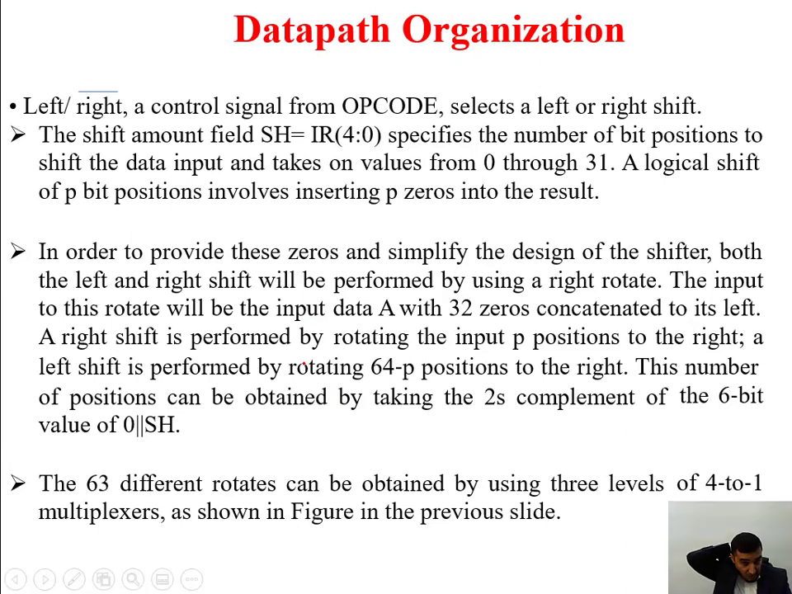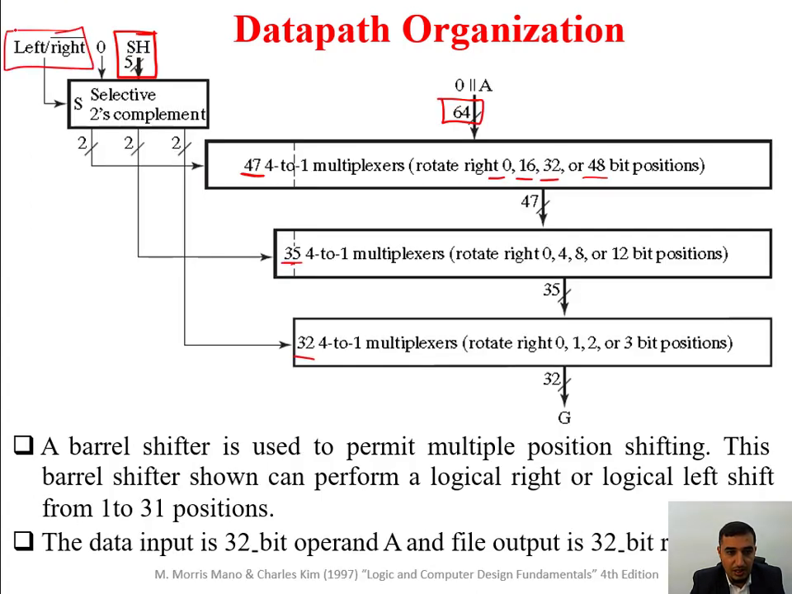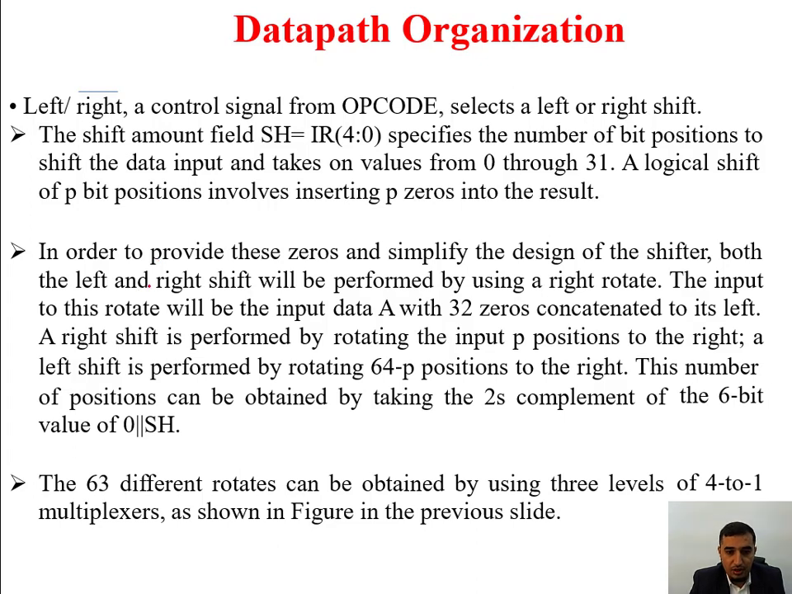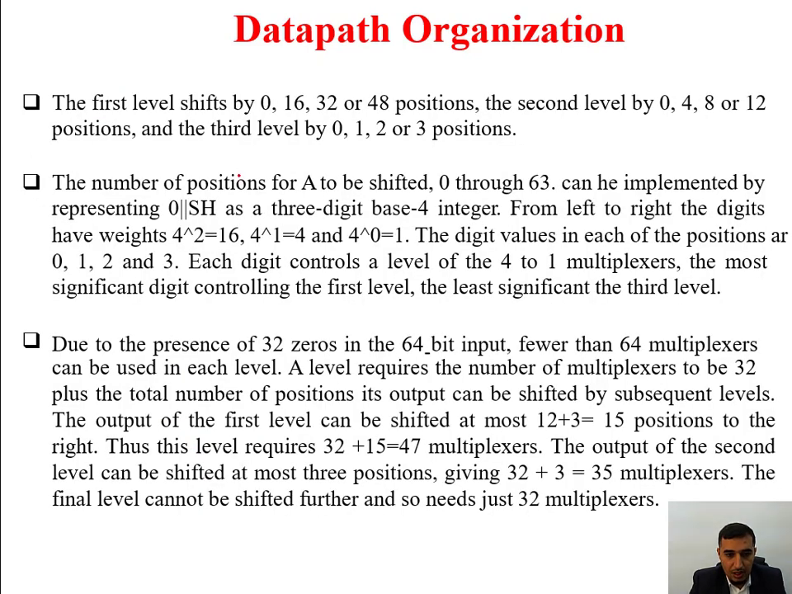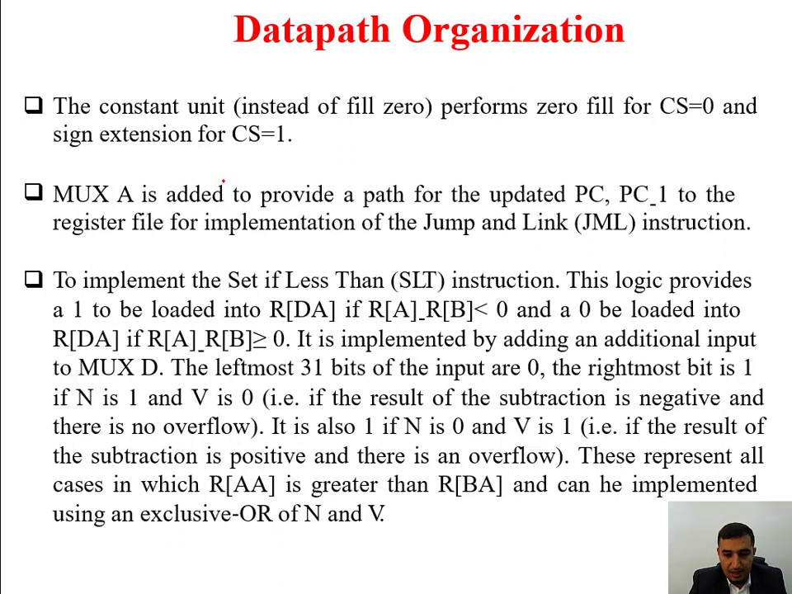Now, the right and left control of the opcode selects shift right or shift left, as you can see over here. This is explaining the barrel shifter. And in order to provide zeros and to simplify our values, we fill up the values with zeros, as you can see over here. Now, this is also explaining that shifter.